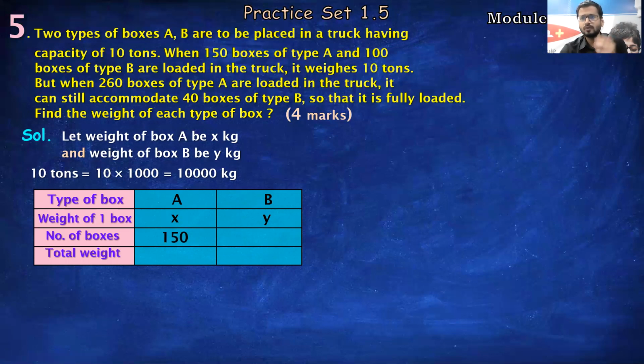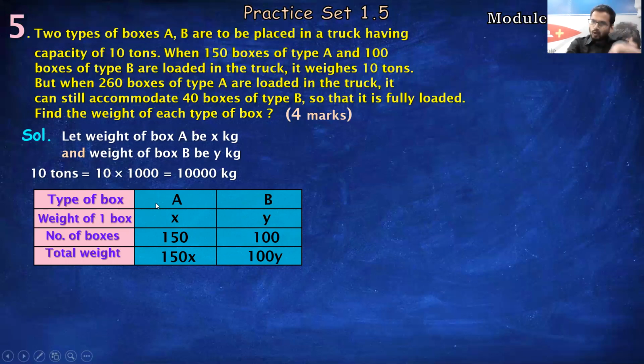boxes, then what should be the weight, students? What will be the total weight of the type A box? We have to multiply, right? That is nothing but 150x. Similarly, for the type B box, what will we have to do? We have to multiply, right? 100 into y, which is nothing but 100y.